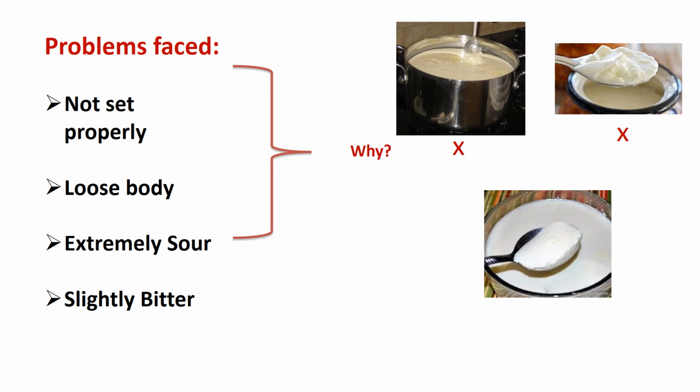So the reasons are, if it is not setting properly, maybe the culture is not proper, or maybe it was added when the milk was too hot, so some of the organisms died. If there is a loose body, again either the culture is not working, or maybe too much water is present in the milk. Sometimes if it is extremely sour, maybe the culture is more and it has over-fermented, or the time given was more.